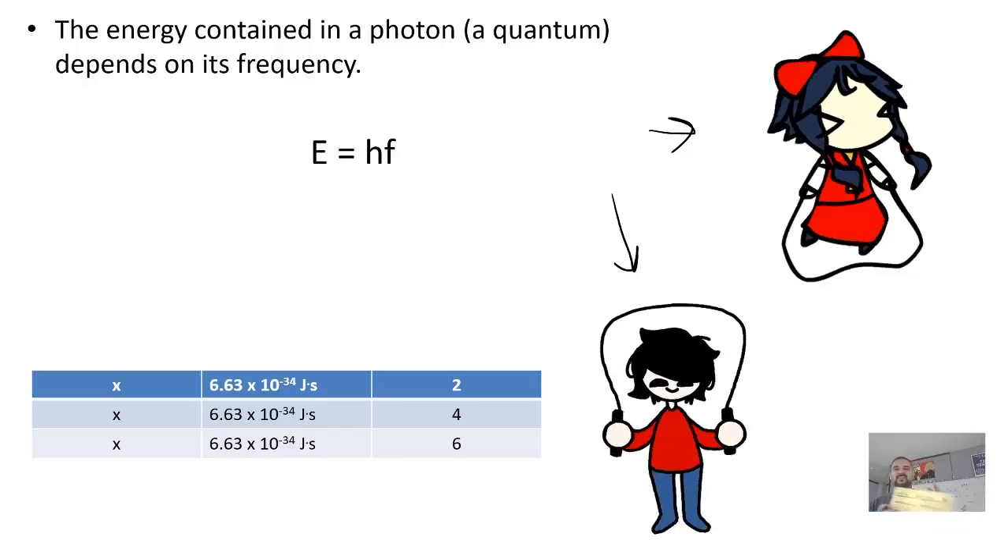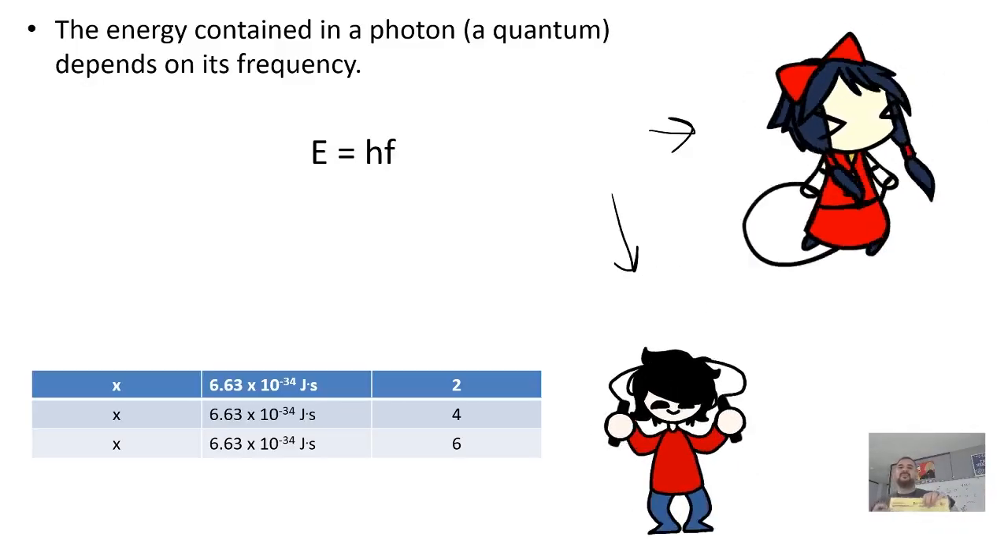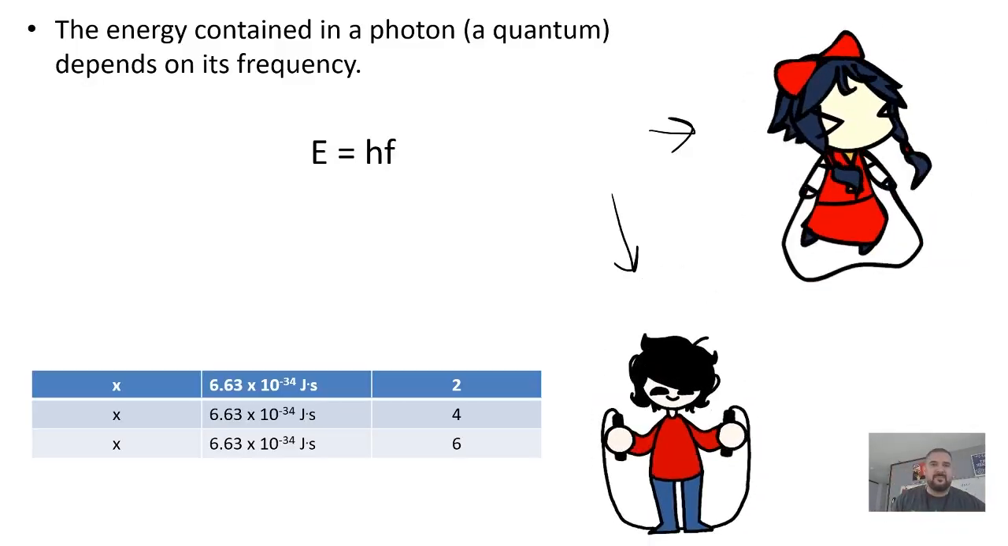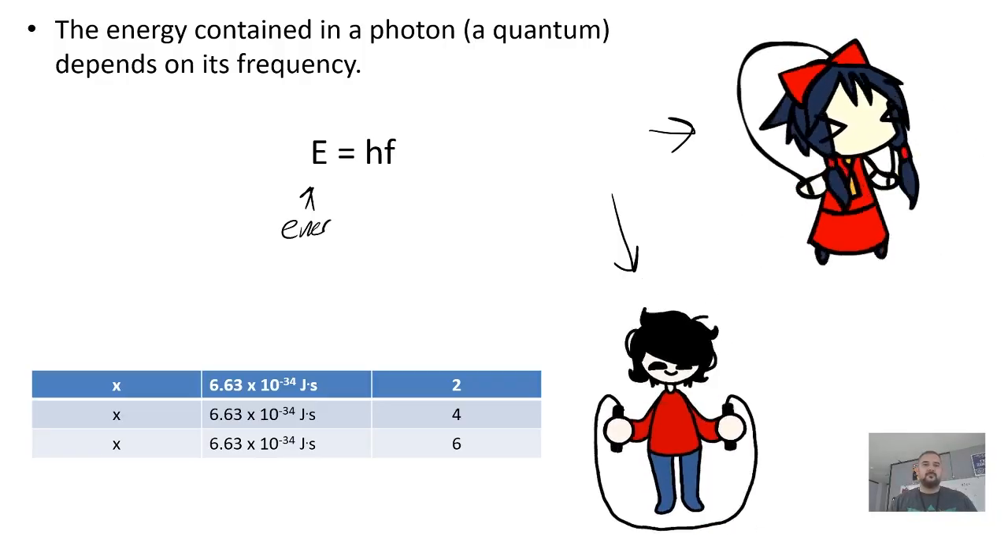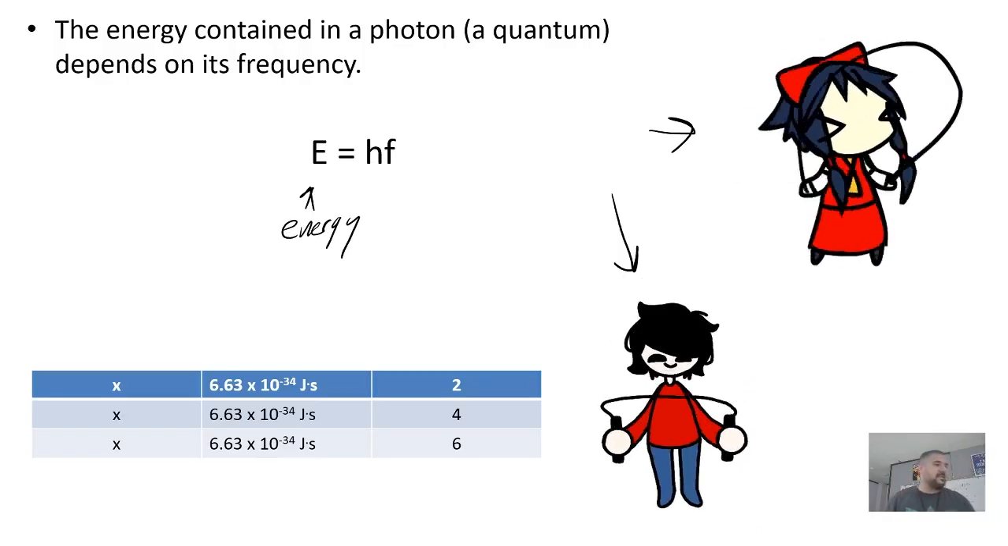It's also listed in the same spot. So E is equal to hf. E is going to be your energy. h is going to be Planck's constant.